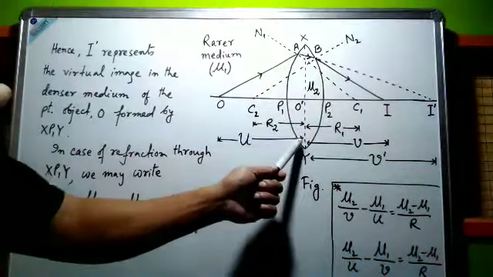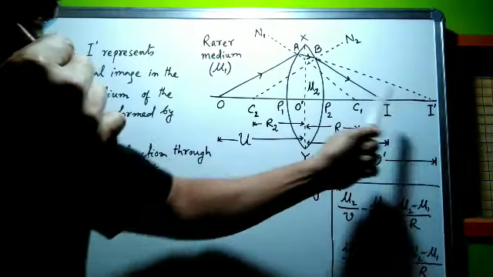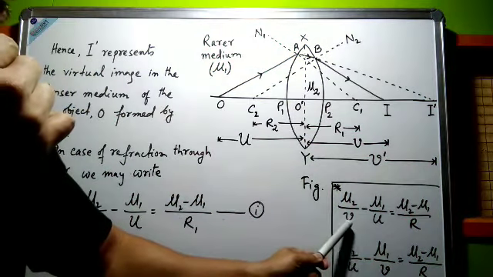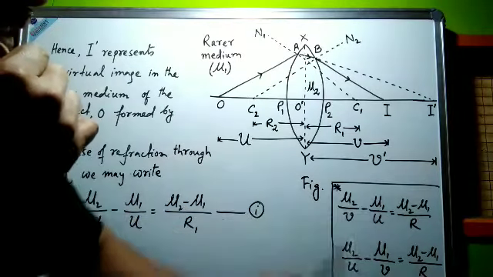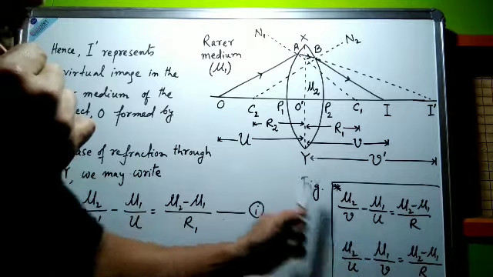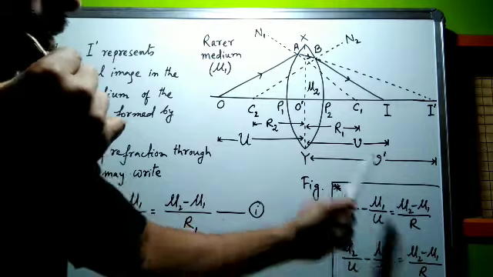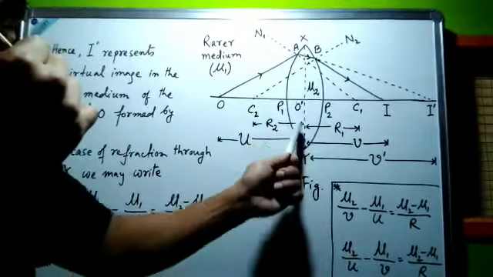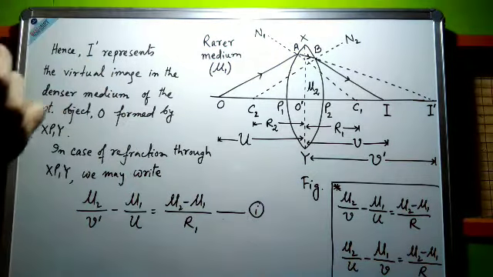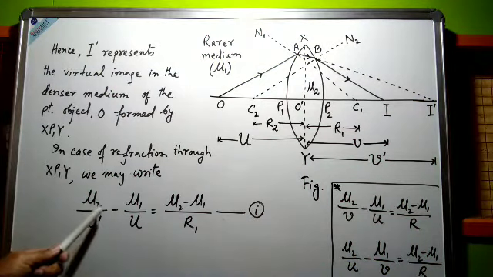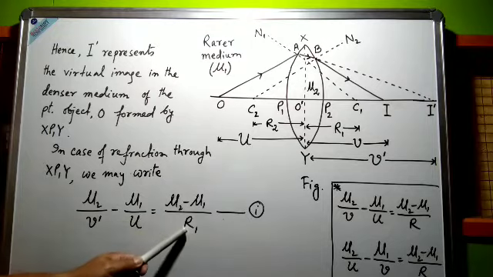In case of refraction through XP1Y, the object distance is u and the image distance is v dash, the distance of I dash from O dash. So in the formula, v should be replaced by v dash, u remains the object distance, and capital R, the radius of curvature of XP1Y, is replaced by R1. So we may write it like this: mu2 by v dash minus mu1 by u equal to mu2 minus mu1 divided by R1.